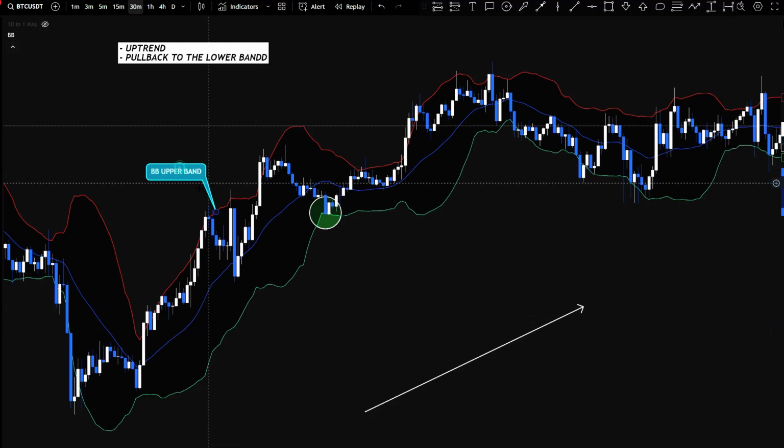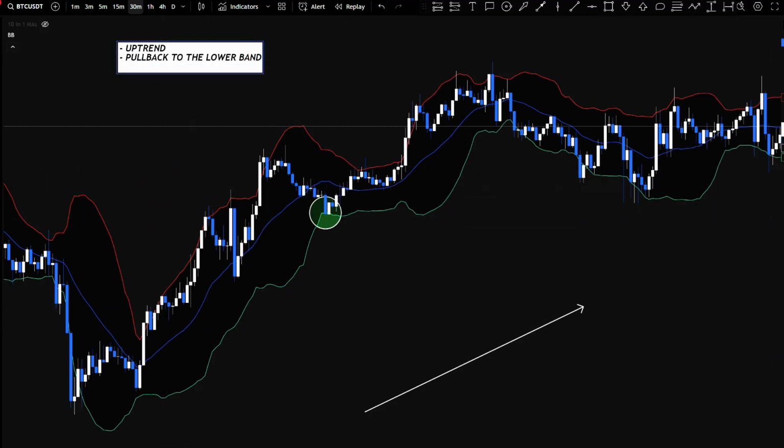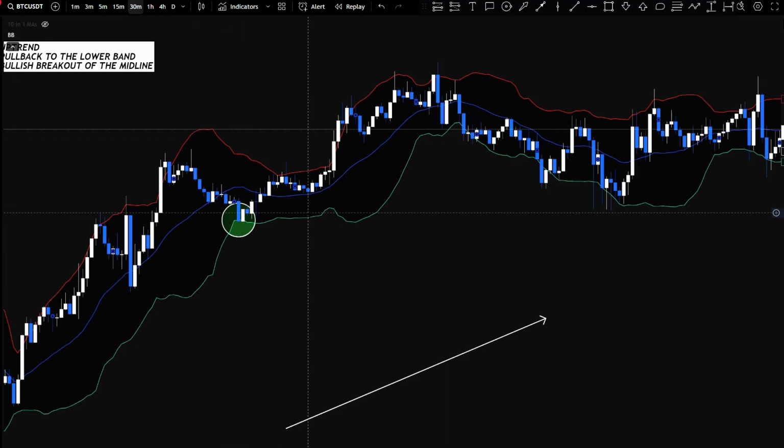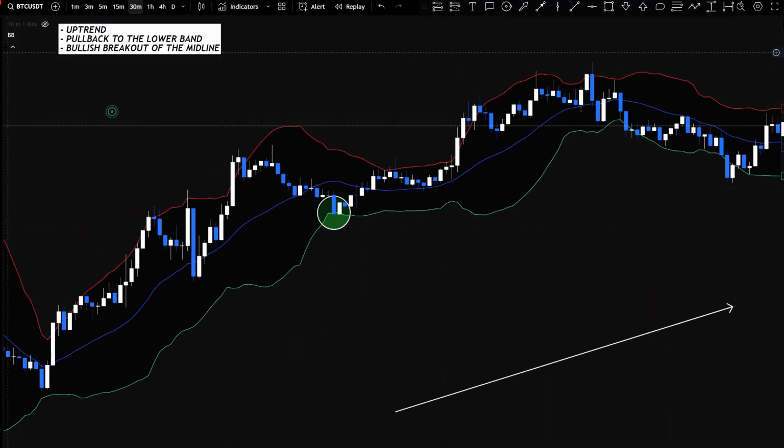Then this is key. We wait for a price candle to actually close back above the mid Bollinger Band line. When you see a candle close decisively above the midline after bouncing off the lower band in an uptrend, that's your buy signal right there.